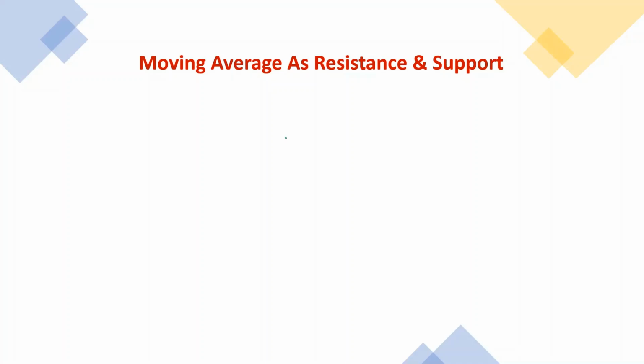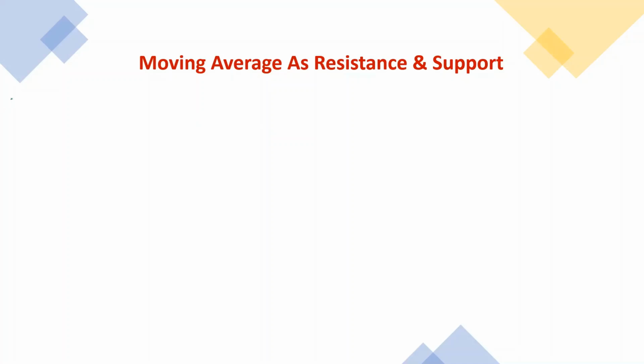Okay, so we have seen the ways in which moving average is calculated and what the different types of moving average are, right? So now let us understand how these moving averages act as resistance and support. I am assuming that you are already familiar with resistance and support. If you face difficulty understanding them, do write in the comment box. I would make a separate video for that.